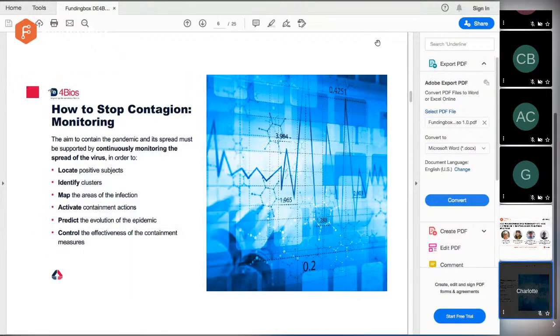Next, please. And basically the regions said to stop the contagion, we need information, because we need to locate people having COVID positive. And we need to identify as soon as we can the clusters. And we need to identify on the map the areas of infection. And we need to activate the containment actions. And if possible, or if any, we need to predict the evolution of the pandemic. How to do this? Next.